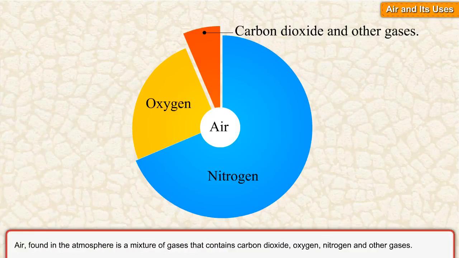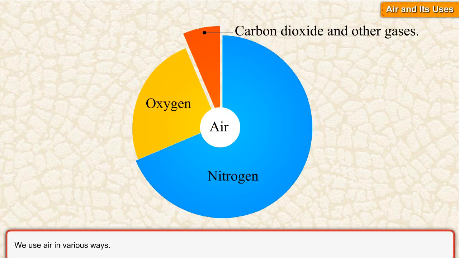Air found in the atmosphere is a mixture of gases that contains carbon dioxide, oxygen, nitrogen, and other gases. We use air in various ways.